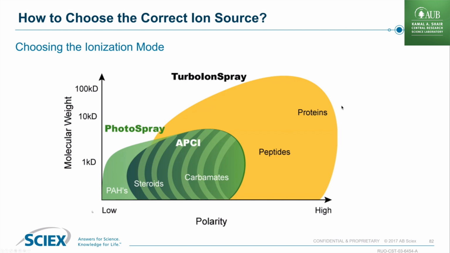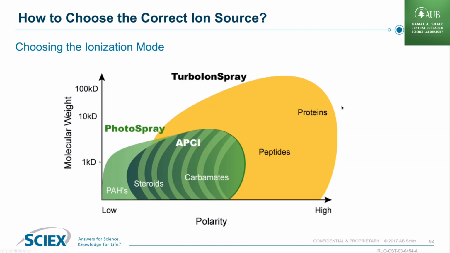So here we have a chart, and this chart shows you two parameters about your compound. On the x-axis, we have the polarity of your compound. So high polarity compounds would be peptides and proteins, and low polarity compounds would be something like a steroid, or PAH, which stands for polyaromatic hydrocarbons. Those are compounds made up only of carbon and hydrogen. They have no nitrogen, oxygen, sulfur, nothing like that. And then on the y-axis here, we have molecular weight.